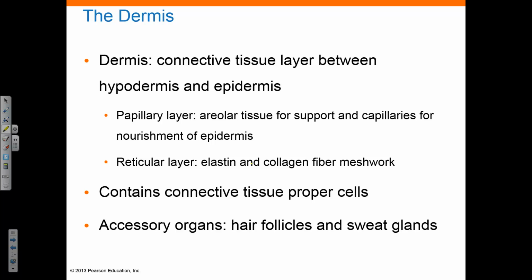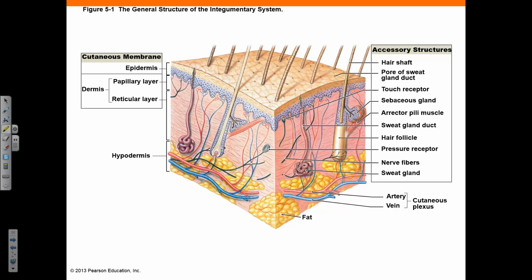The reticular layer is composed of a meshwork of elastin and collagen fibers that provide both stability and flexibility to the structure. Parts of accessory organs, including hair follicles and sweat glands, are also found in the dermis. Again, here we see where the dermis separates the epidermis from the hypodermis. So again, we're talking about the dermis, and we can see again all the various structures that are found throughout this area. Can you see the dermal capillaries?